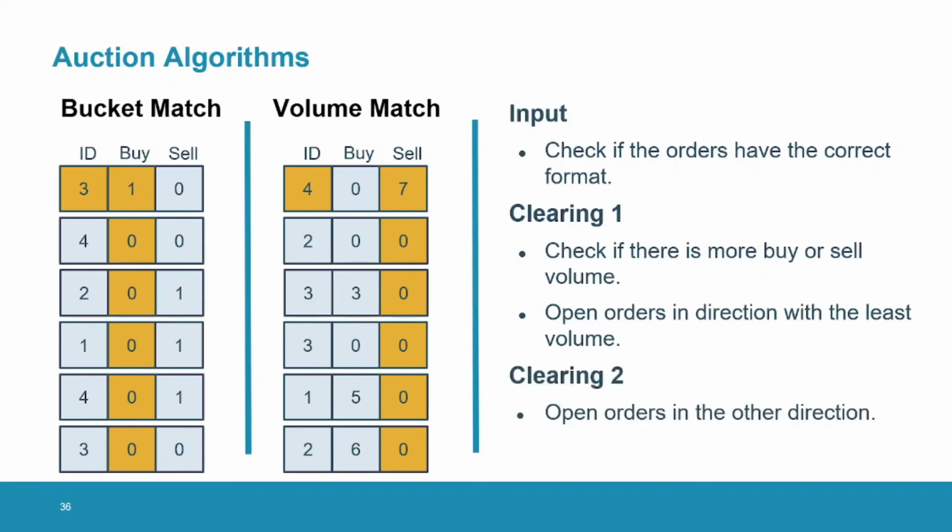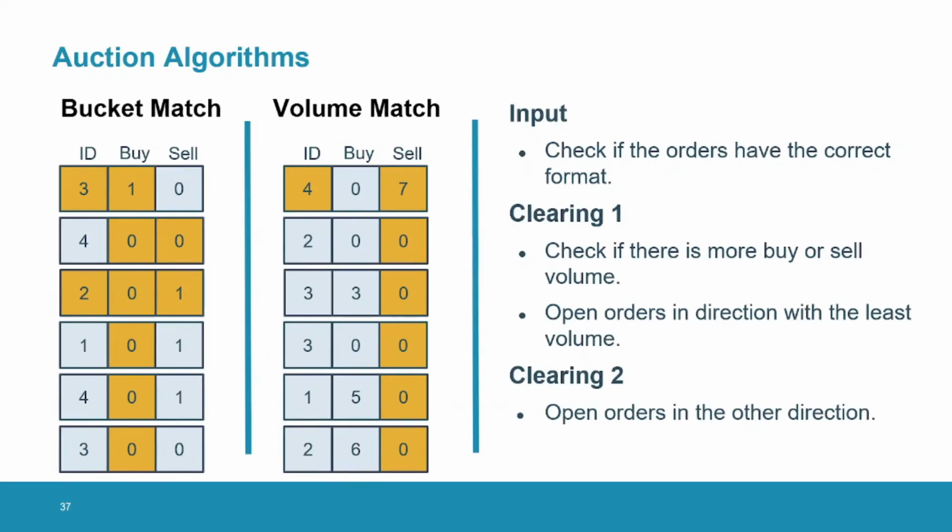Then we move on to clearing phase 2, where we will open the orders in the other direction. And here the bucket match and the volume match are a bit different. So we'll start with the bucket match. And in the bucket match, because every order has the same volume, we can just open the sell bids one by one until the buy volume is completely matched. So first we'll open the sell bid of the second order, and it turns out that this order is a dummy. And then we open the sell bid of the third order here. And because this order has sell volume, the buy volume is already completely matched, and we can stop opening orders.